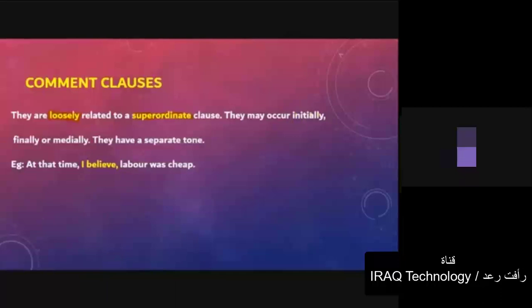They may occur initially, finally, or medially. They have a separate tone. When we use them in the clause, they should have a separate tone, a different intonation. At that time, I believe labor was cheap. Here, I can use it here: I believe at that time, labor was cheap. At that time, labor was cheap, I believe. So we can use them initially, medially, or finally.